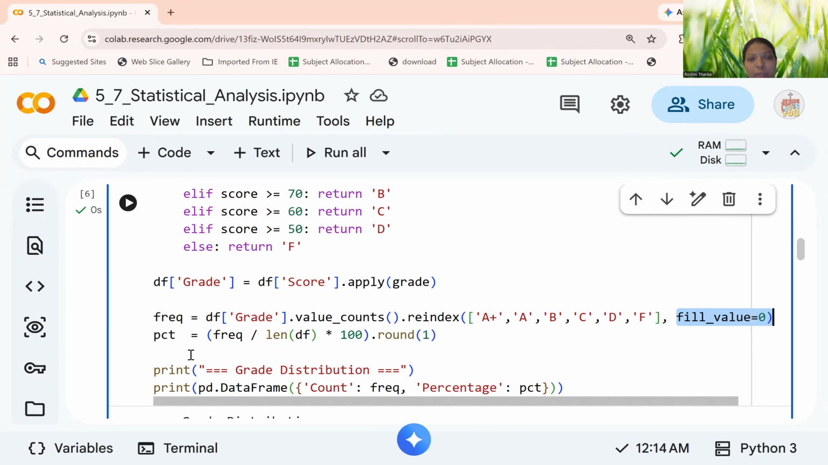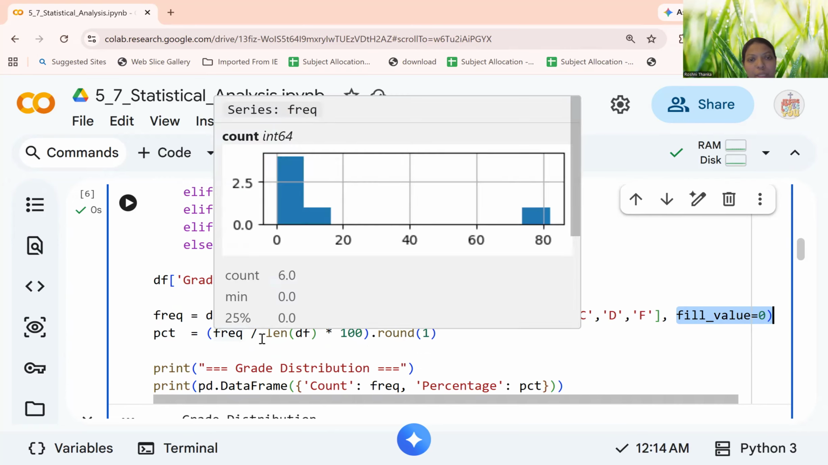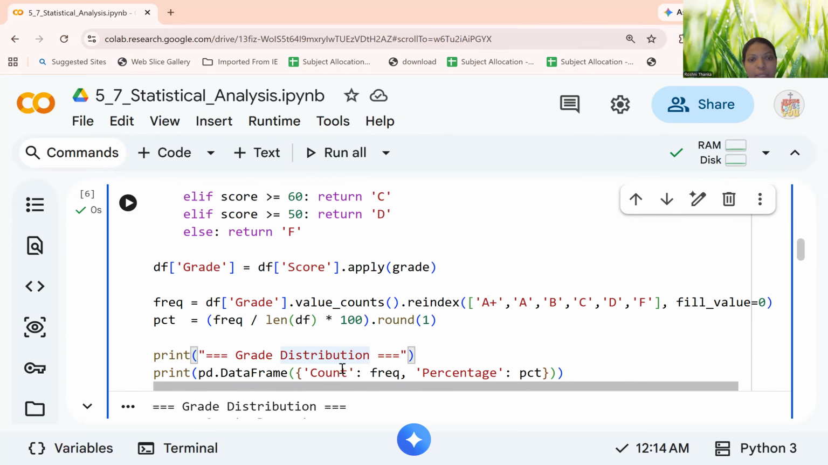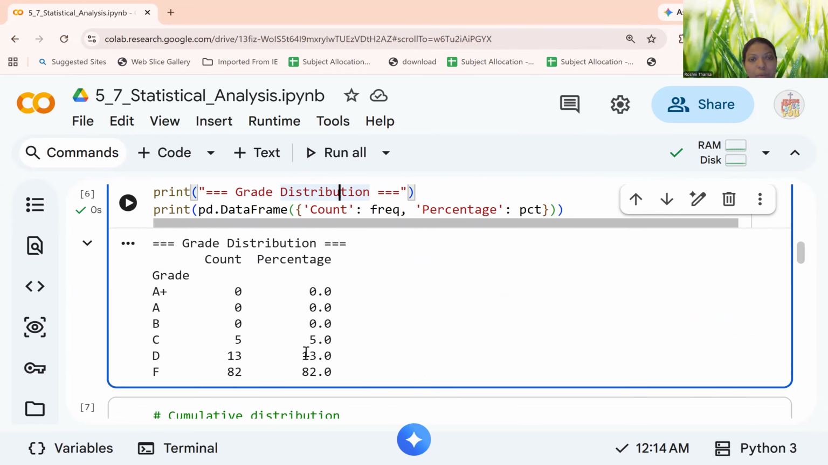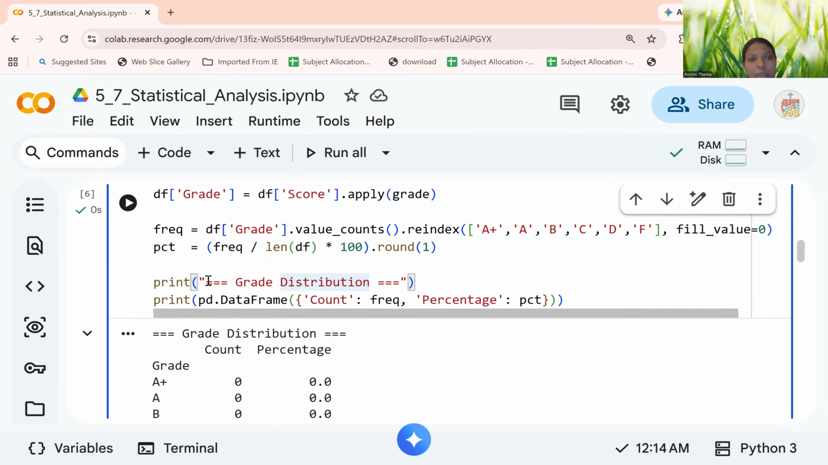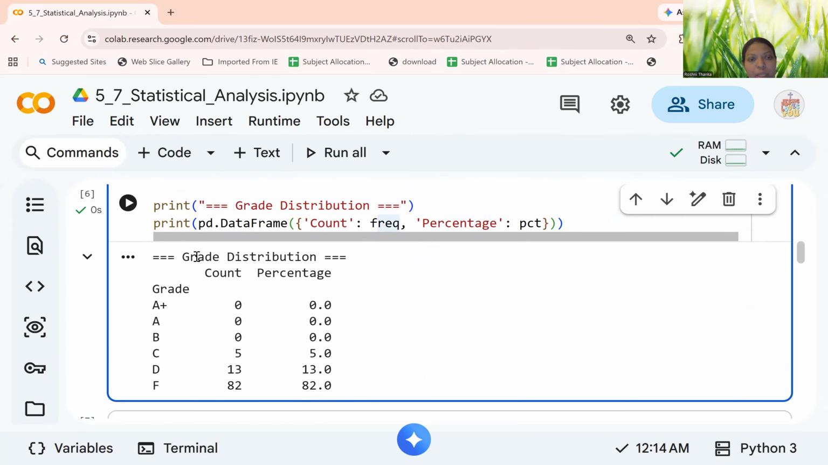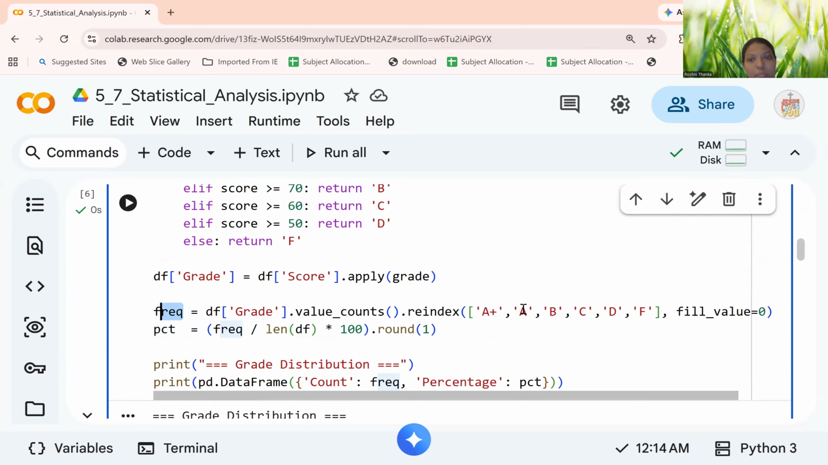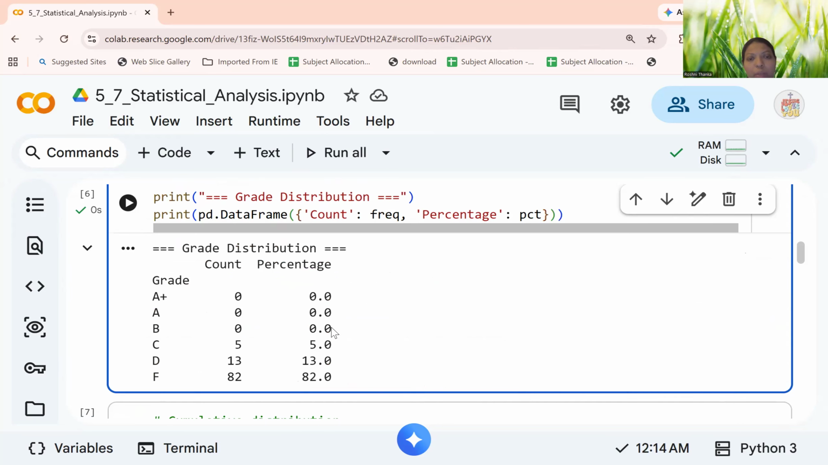That is the frequency, and using this frequency we find the percentage. Now you can see for each grade how many counts there are and what the percentage is. The frequency is the count and the percentage is in the variable PCT. This is the index we used, and if there is no value, it is filled with 0.